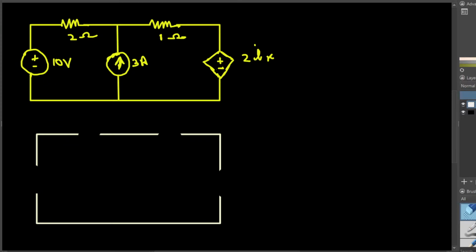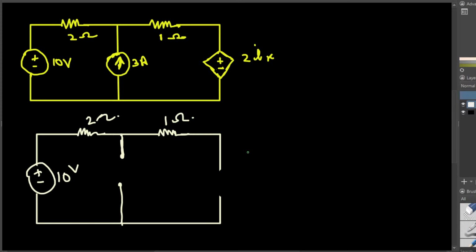So this is a 2 ohm resistance, and we have a 10 volt source, and this is going to be an open circuit right here. And then here we are going to have a 1 ohm resistance, and then here we are going to have this plus minus 2ix. This is a current dependent voltage source.